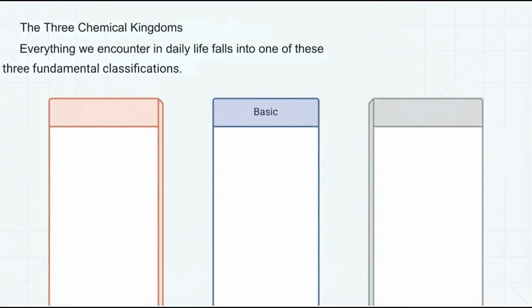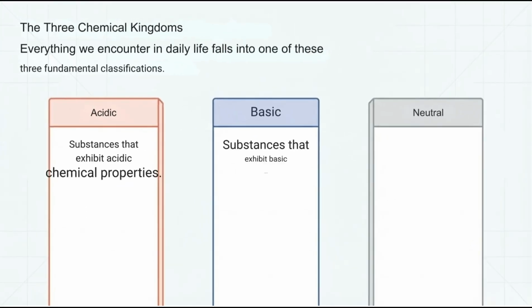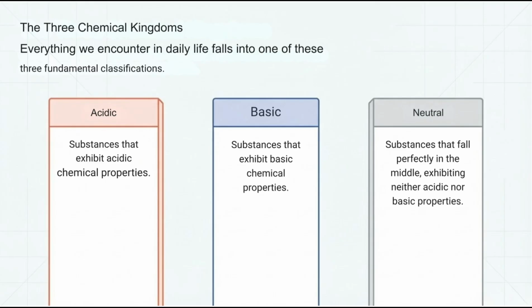In our nature-based laboratory, we sort substances into three main groups, based on their chemical personalities. We have acids, bases, and neutral substances. Understanding these categories helps us predict how different materials will behave and interact with one another.